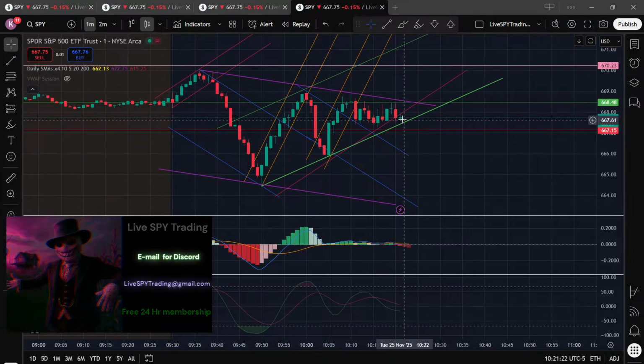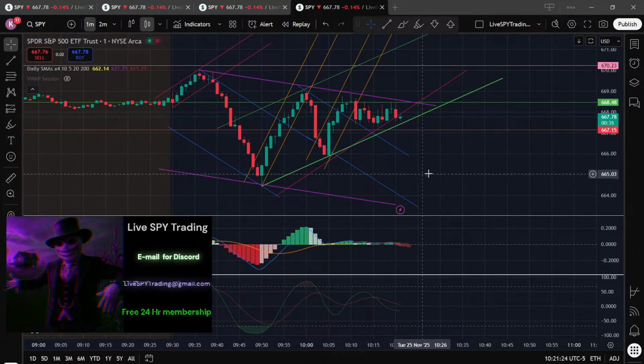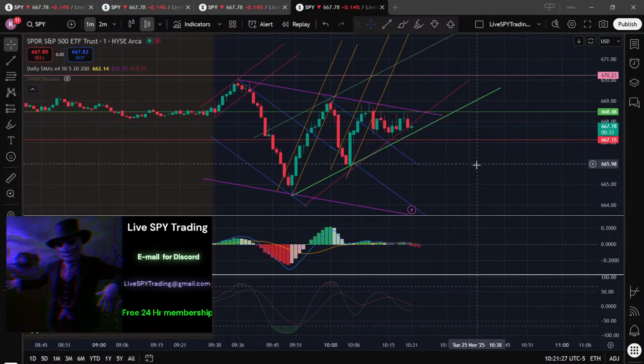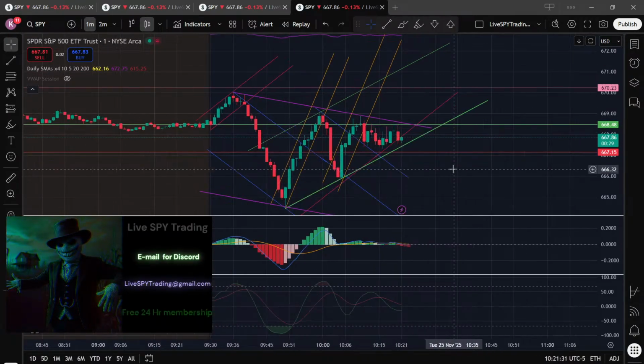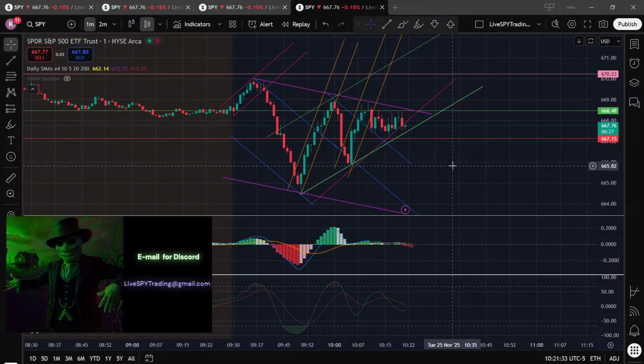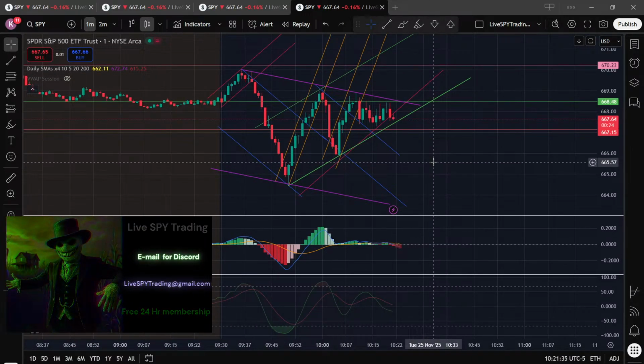So if we break green and break red, then we've probably got a likelihood of some downward. If we break purple and break green, probably got a good likelihood of some upside. So let's just be patient and wait. And if it doesn't work, it doesn't work. You can't win them all.